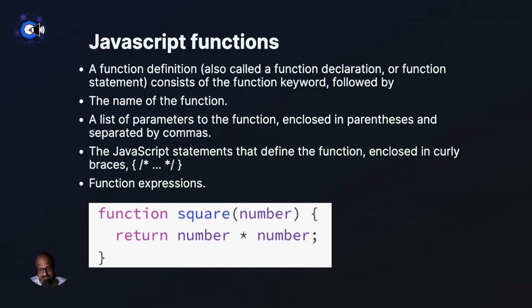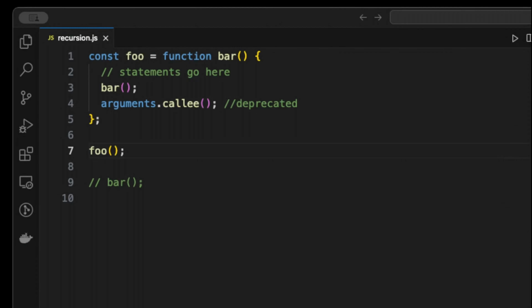A function can refer to and call itself in three ways. One is using the function's name. The second way is using an in-scope variable that refers to the function. And the third way is using arguments.callee. arguments.callee is currently deprecated in many browsers and it is not recommended to be used. For example, let's see this function expression. Here, this function has the name bar. So you can use that function name to call that function.